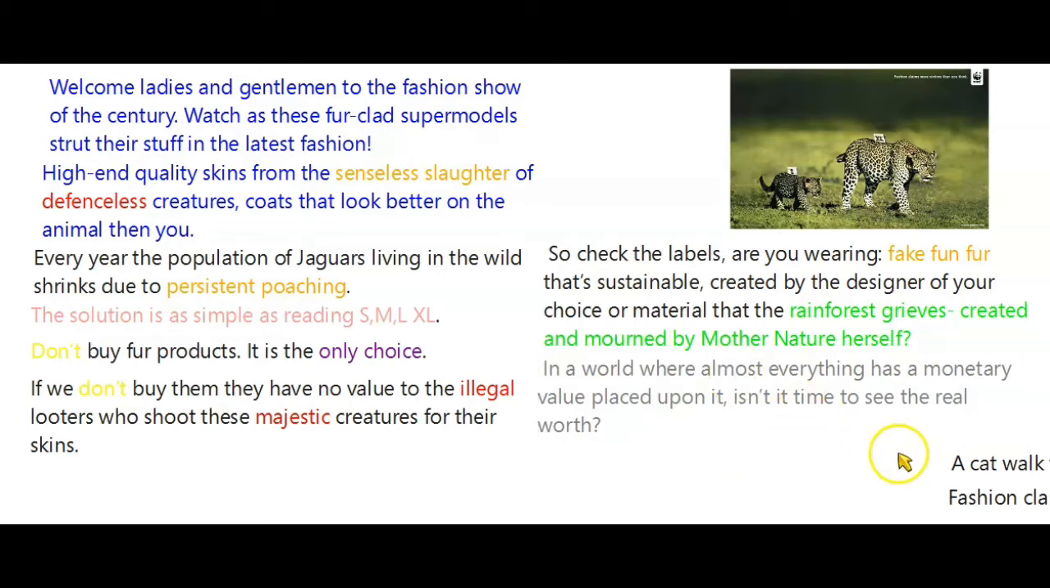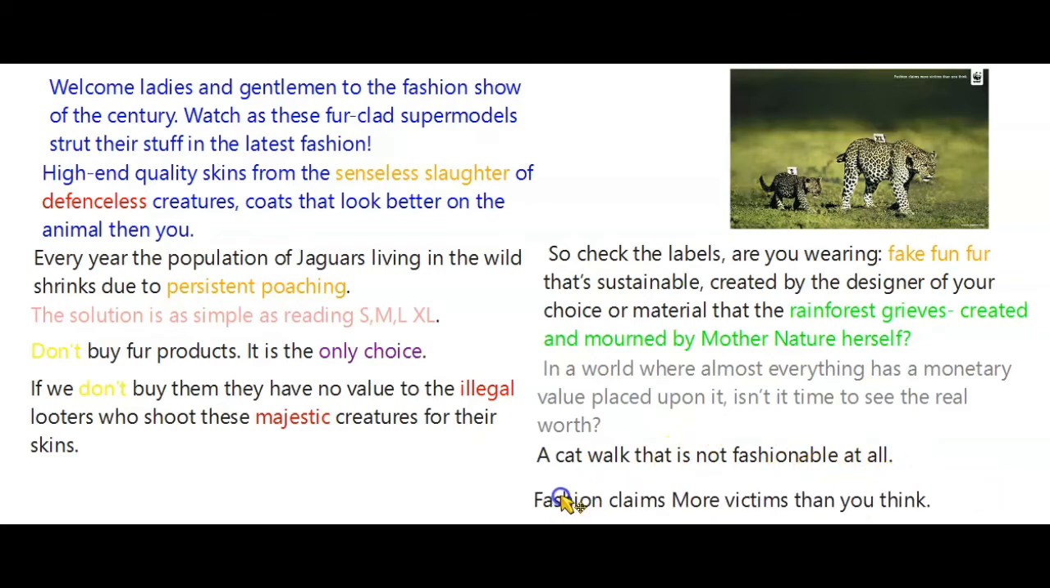And then I'm ready for my final two lines. A catwalk that is not fashionable at all. Do you recognise that? I've borrowed that. I've changed it up to make it my own, but I borrowed it from that first advert that we looked at. And then the strapline for the advert to finish. Fashion claims more victims than you think. And there we go, there's my advert all together. And I've gone through the checklist to make sure that I've used a good range of those features to create the pathos and get the message across that I really intended.